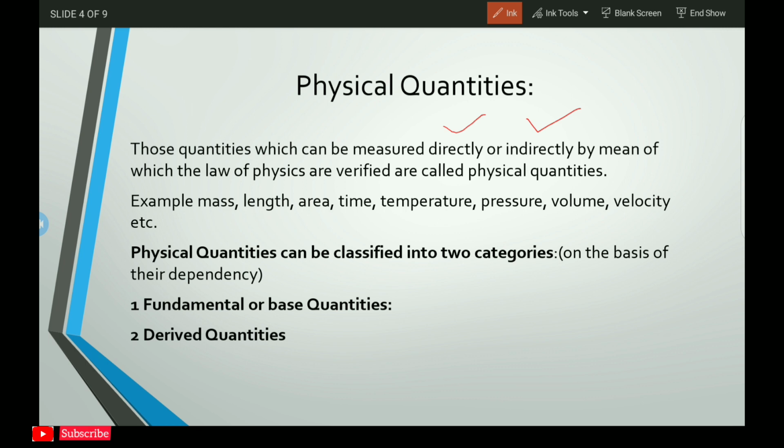Examples of physical quantities are mass, length, area, time, temperature, pressure, volume, velocity, momentum, acceleration, speed, etc. There are so many physical quantities that can be measured. Physical quantities can be classified into two categories on the basis of their dependency, and on the basis of directional property they can be classified into two categories, that is scalar and vector. But here we will discuss on the basis of dependency. We have two quantities, that is fundamental or base quantities. Second one is derived quantities.